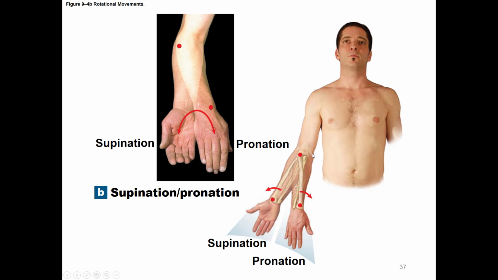Looking at this figure here, this guy is standing with his palms forward. That would be anatomical position, supination. And if we roll it over, that's pronation. You can see where the radius crosses over the ulna and the palm is facing back.